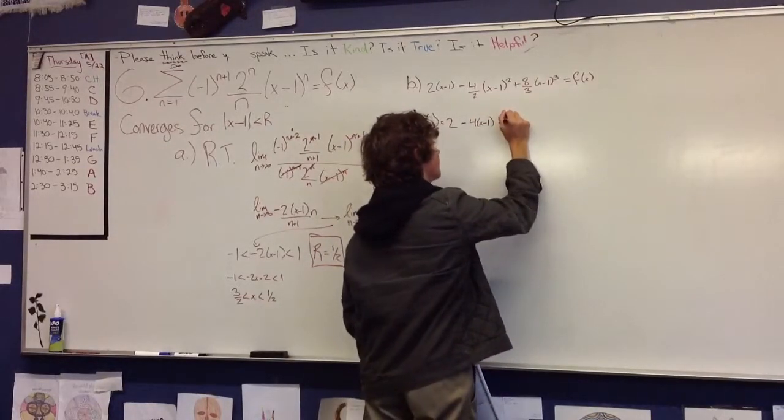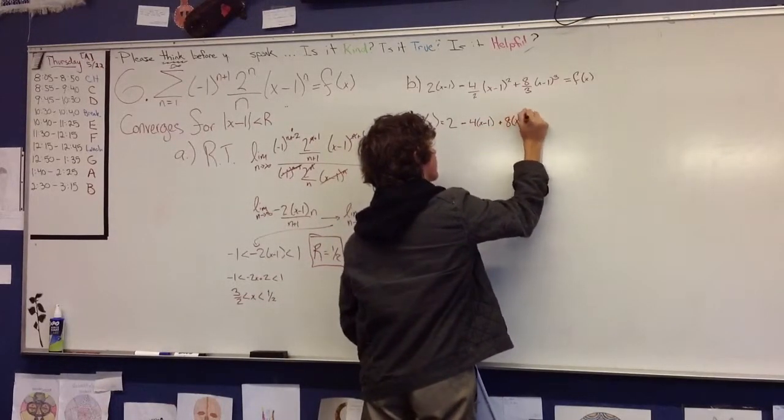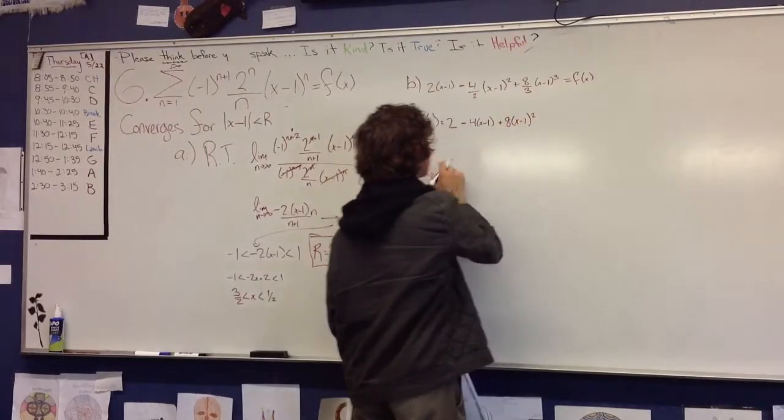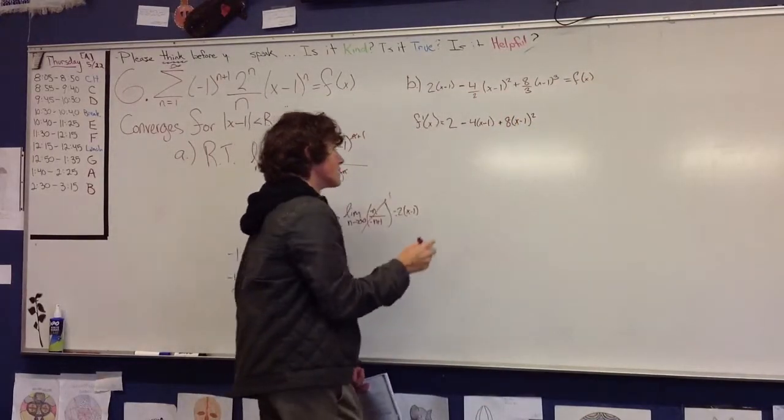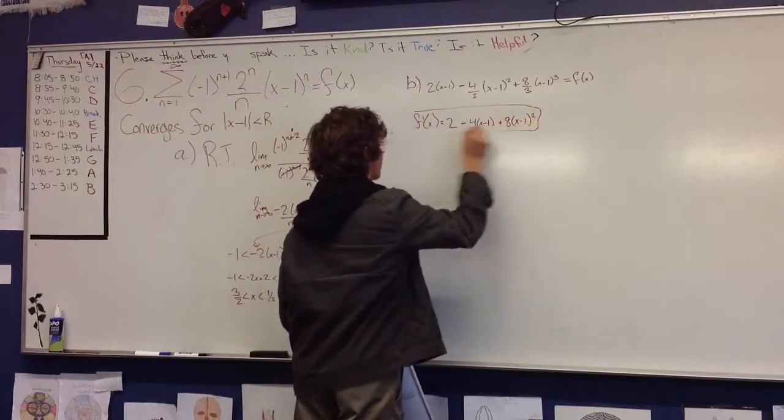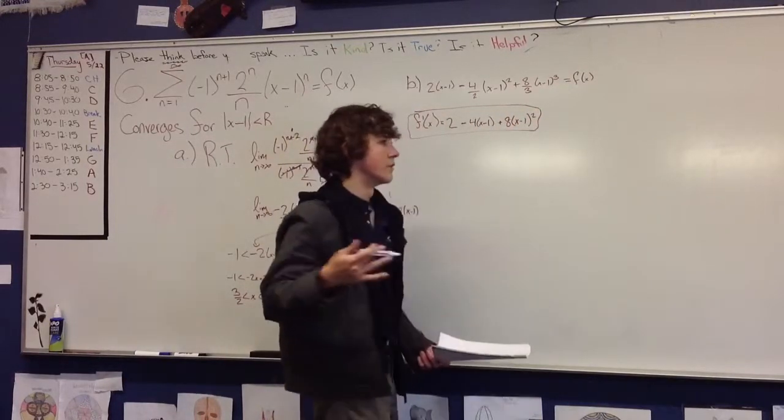The 3 comes down, x minus 1 squared. And these are the first 3 terms of your f prime. So immediately we've got one part of the answer. But then it asks to find the general term.